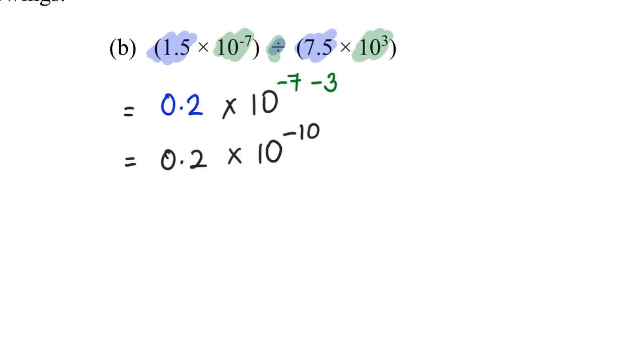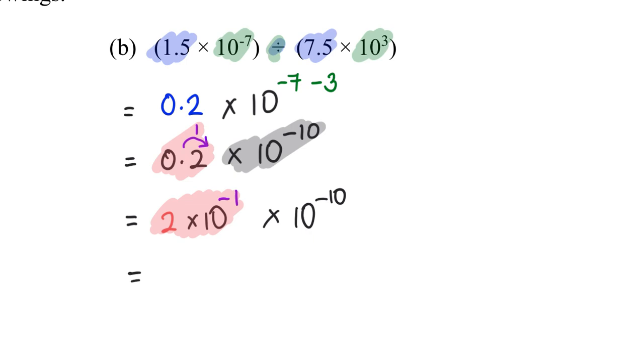And for 0.2, it is not yet in standard form. I do have to rewrite it as standard form. So I'm going to write it as 2 times 10 to the power of negative 1. Alright. This is for 0.2. Not forgetting my 10 to the power of negative 10.